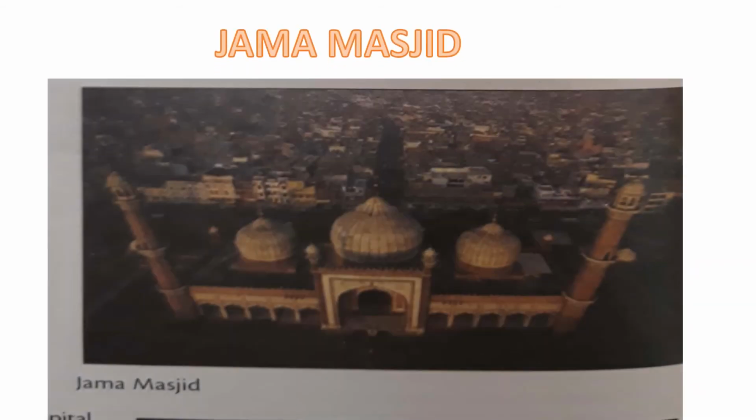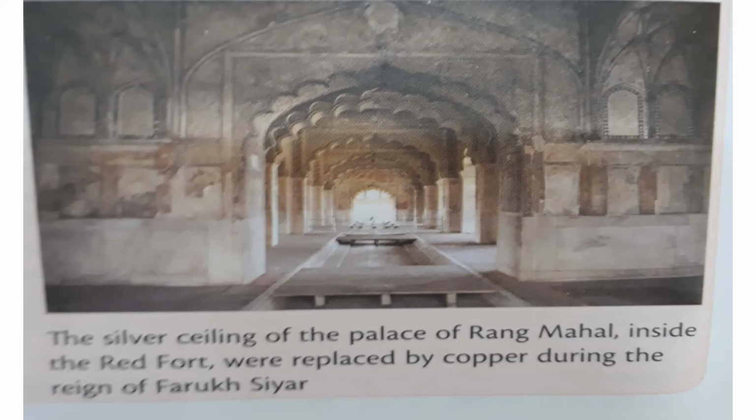Children, this is Jama Masjid. The courtyard of the mosque is huge. The three flights of steps from the north, south and east, all built of red sandstone, lead one inside the masjid. The silver ceiling of the palace of Rang Mahal inside the Red Fort was replaced by copper during the reign of Farrukhsiyar. So this is the palace inside the Red Fort.